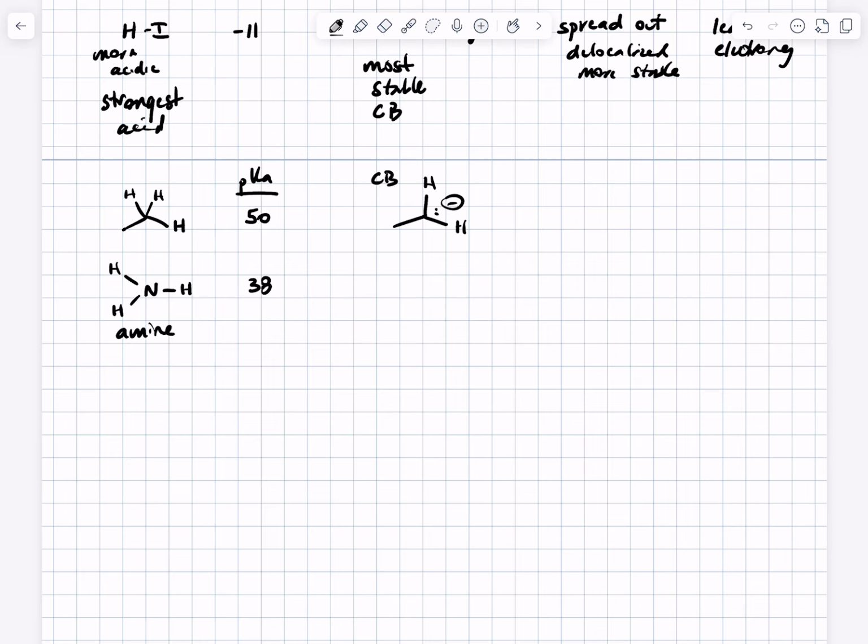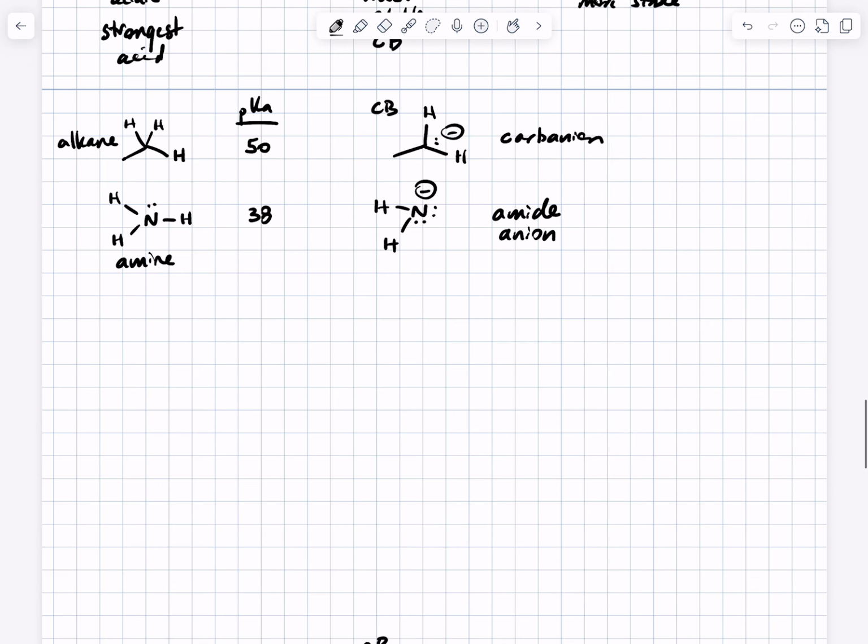Its pKa is 38, and its conjugate base is this molecule, which is a negatively charged nitrogen that has 2 lone pairs on it. We'll call this an amide anion. We'll call the negatively charged carbon a carbanion. This molecule is called an alkane. I'm just writing these down so if I refer back to them, you'll know what I'm talking about.